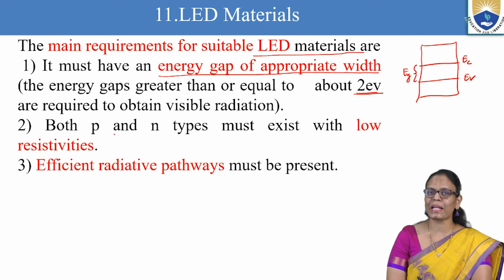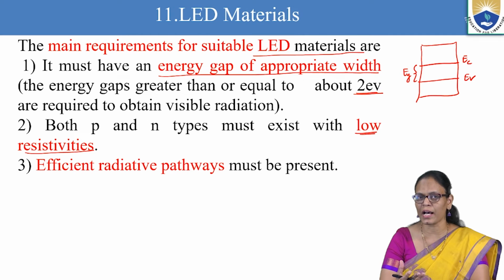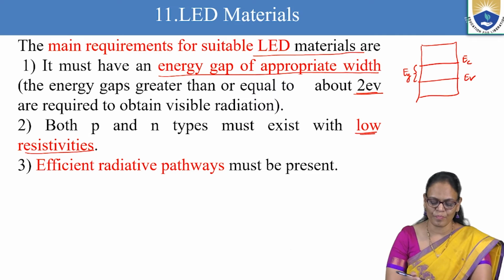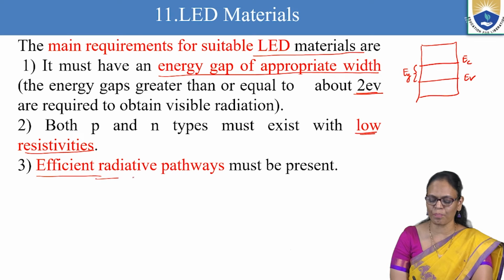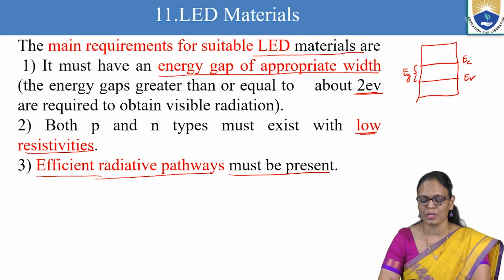Then both P-type and N-type must exist with low resistivity. The resistivity has to be very low. If the resistance is high, then there will be no emission of light. Then efficient radiative pathways must be present. Whenever we are talking about an LED, a light emitting diode, for light to be emitted there should be effective radiative pathways. So these are the types of materials we select to make LEDs.